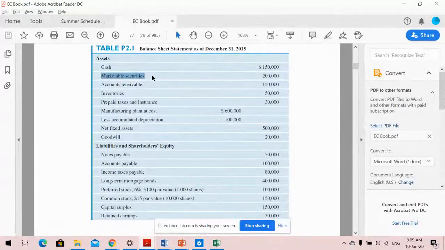Marketable securities means, as a company, imagine some companies also purchase shares of other companies. Let's say you are in Safco company, and Safco purchases shares of Aramco for investment. Those shares we call marketable securities, because you had extra money in Safco.